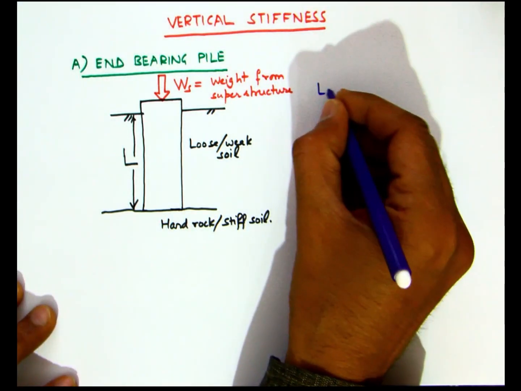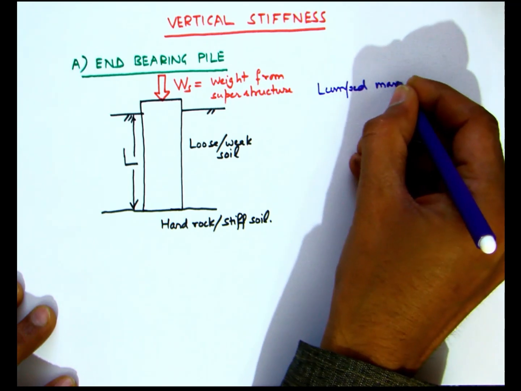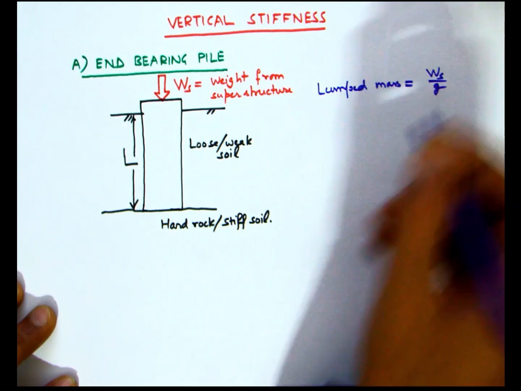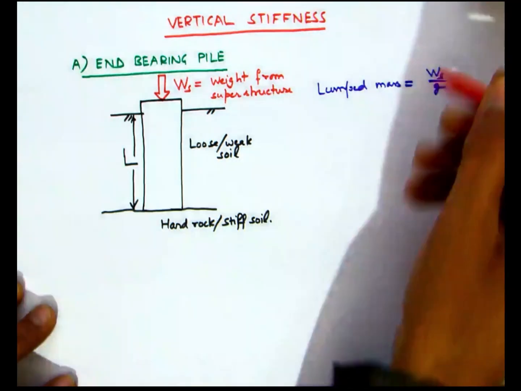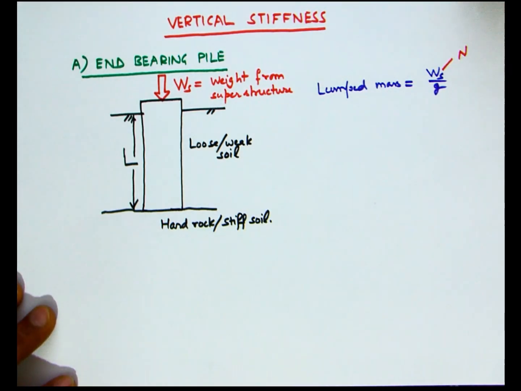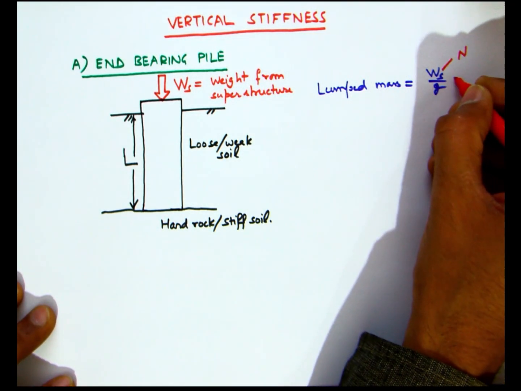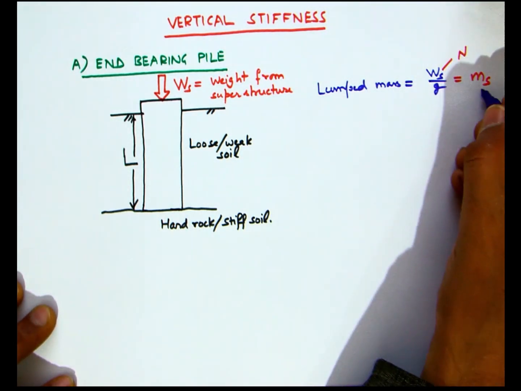In order to idealize the pile, we can consider that the lumped mass at the top of the pile contributed from the superstructure is Ws by g. Here Ws is in newtons, so that's why we are dividing it by g. However, if it's given in tons or in kgf, then we don't need this division. So we can obtain the mass lumped at the top of the pile, and we denote it by the symbol ms.